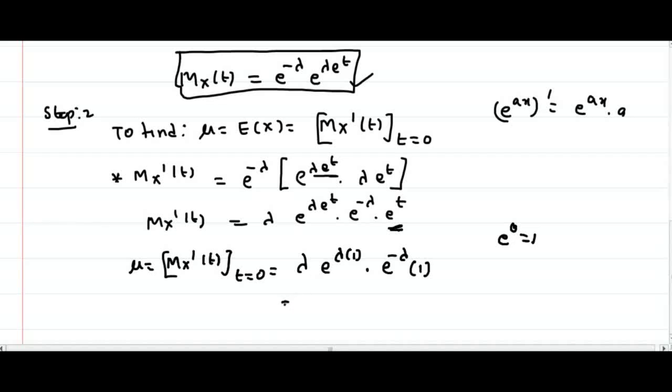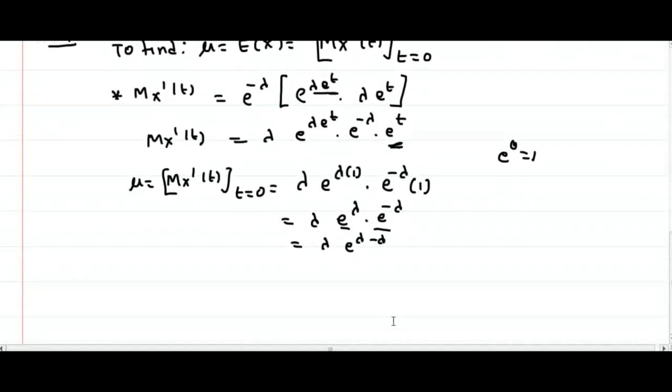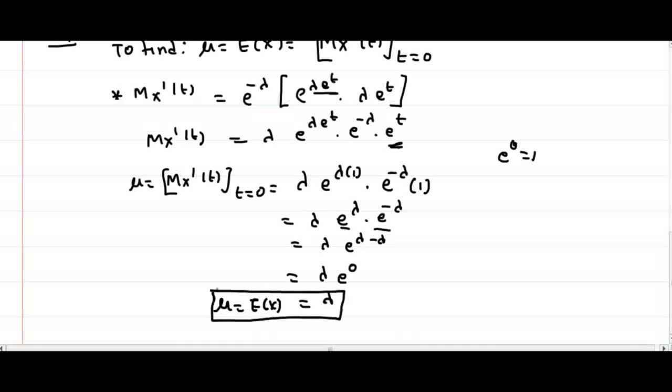Now you simplify this: lambda into e power lambda into e power minus lambda. Here the base is the same, and if the base is the same, we can add the powers, right? So we get lambda into e power lambda minus lambda, which is lambda into e power 0. What is e power 0? That is nothing but 1. So you get only lambda. Therefore, mu equal to the expected value of capital X, that is nothing but lambda. So this is your mu value.